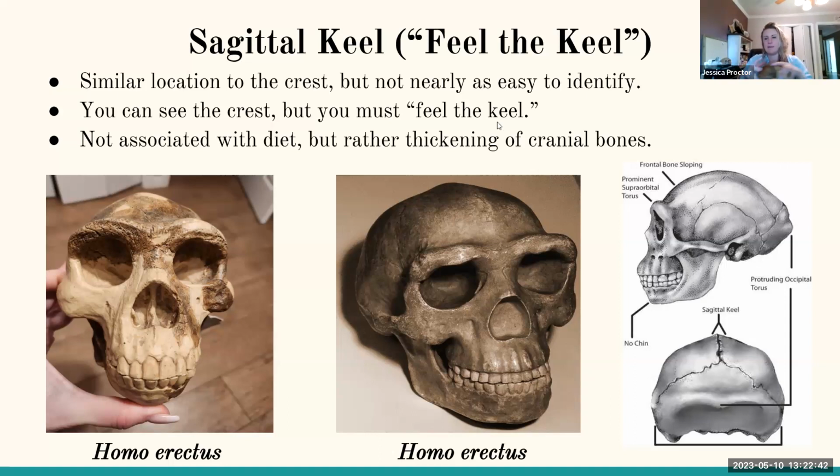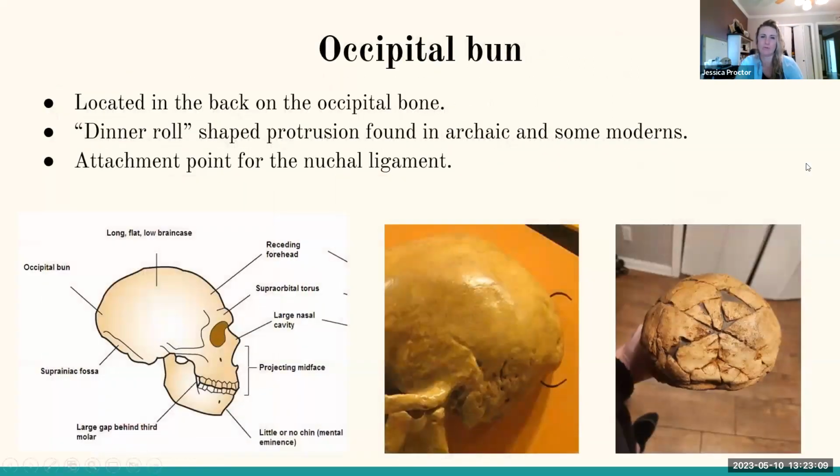You can see in these photos here, I scoured the internet and tried to find the best pictures I could for you guys of the sagittal keel. This is my fossil here, and this is a picture that I found on the internet. You can kind of see the keel running down the center here. Also, from the posterior view of this drawing, you can see the speed bump feature that we call the sagittal keel. We see the keel in Homo erectus, and we'll also see it in some forms of Heidelbergensis, which we'll talk about next week.